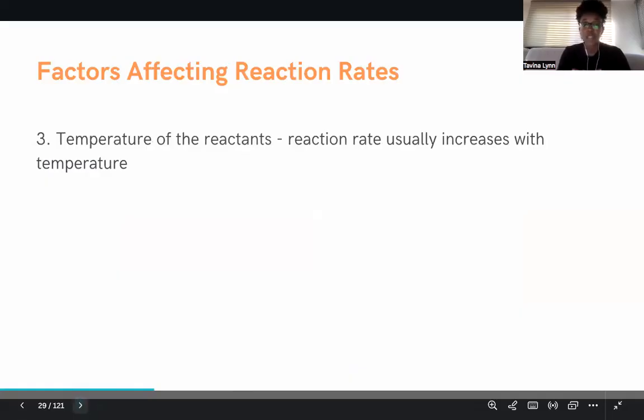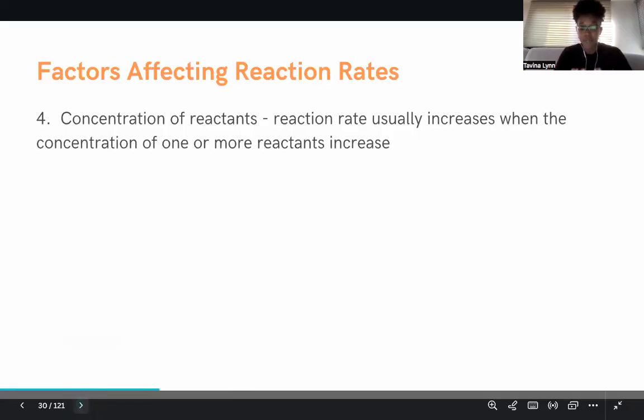The third factor is the temperature of reactants. If we increase the temperature, the kinetic energy of the reactants increases, so they are moving around more and there are more collisions, therefore the reaction rate increases. An increase in temperature usually increases the reaction rate.